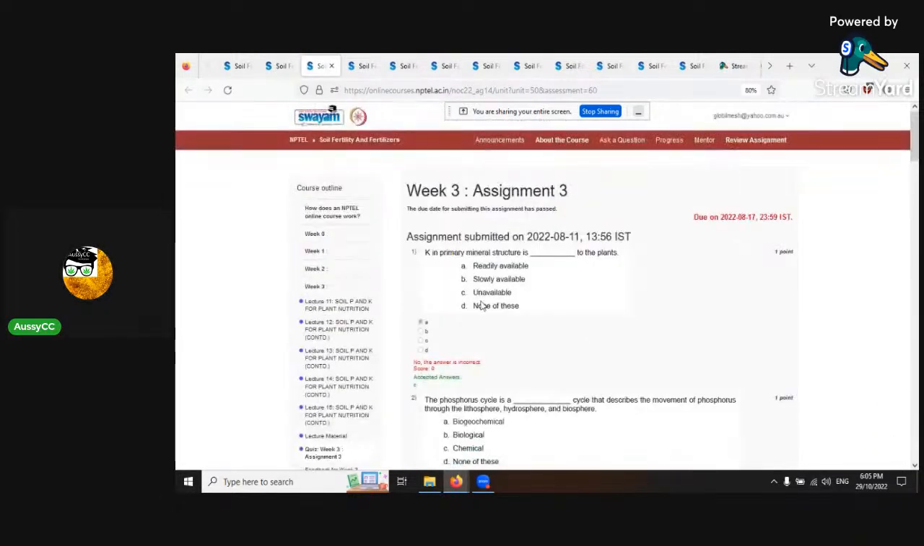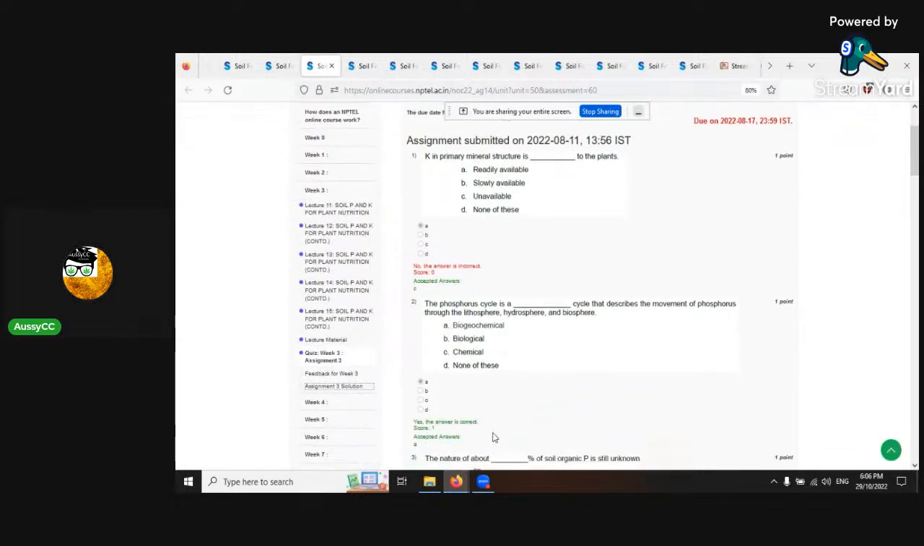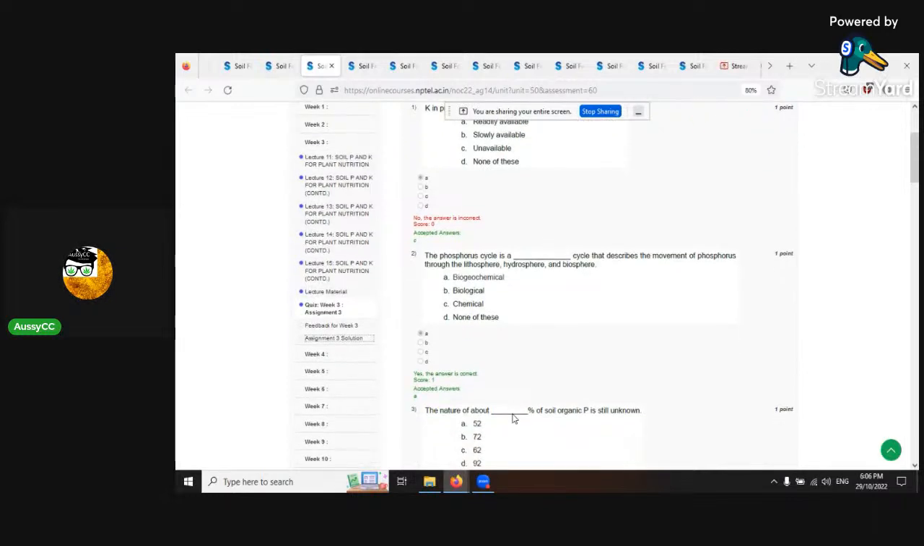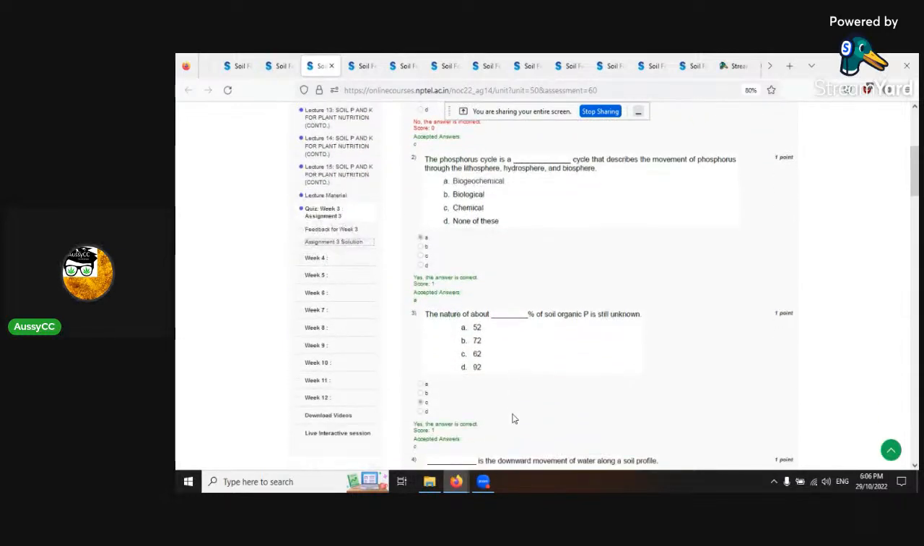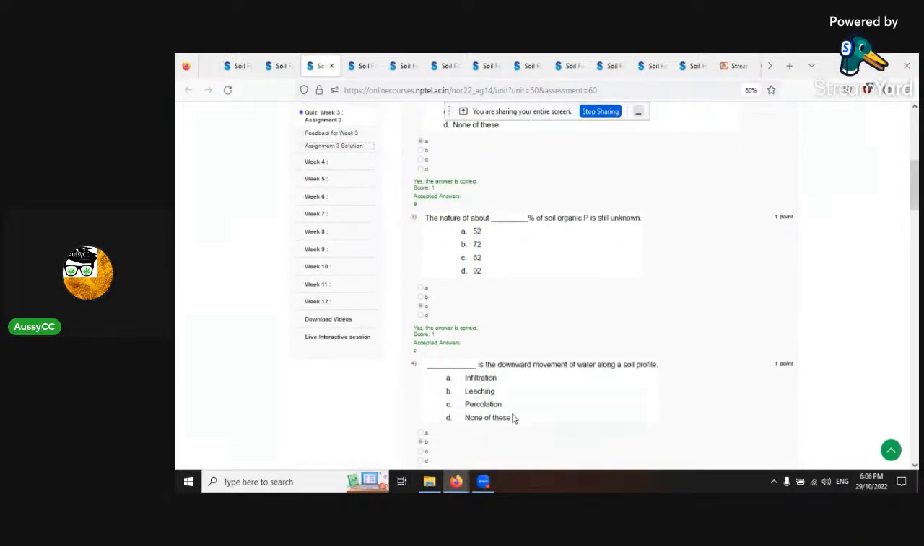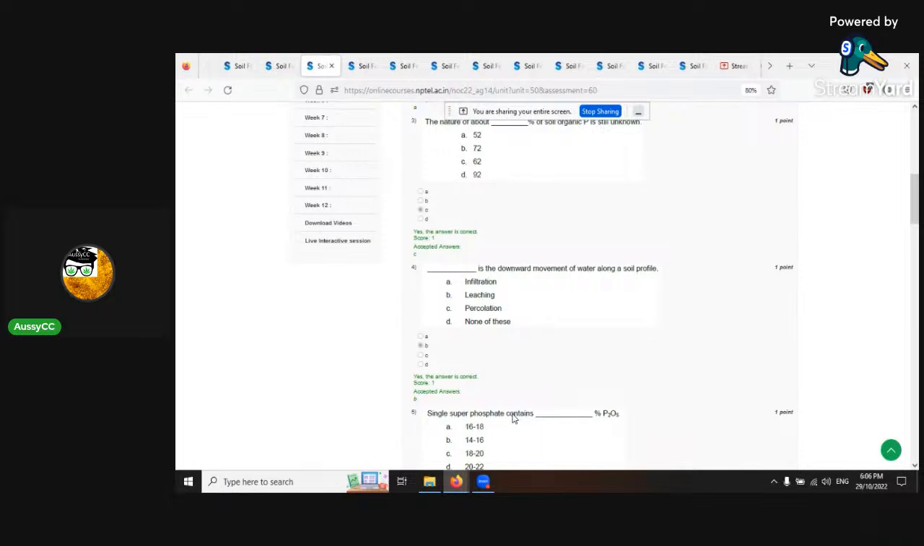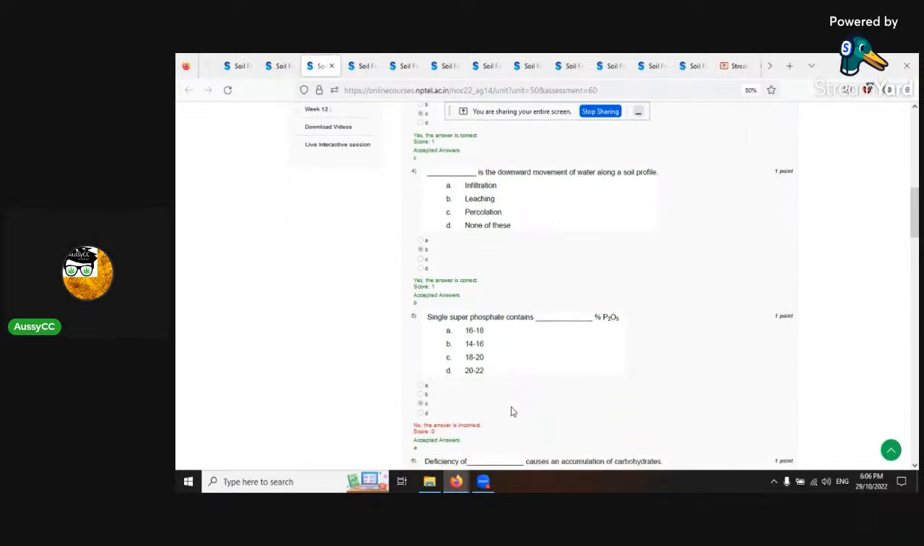Next week. Potassium is a primary mineral substance which is unavailable to the plants because it's not unlocked yet. It's not in a readily available form. The phosphorus cycle is a biogeochemical cycle, because look, there's your bio, geo, and chemical. It says it there. About 62% of the nature of phosphorus is still unknown. Something is the downward movement. It's leaching.